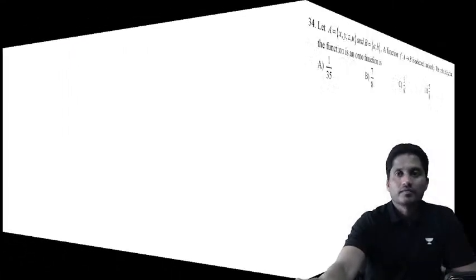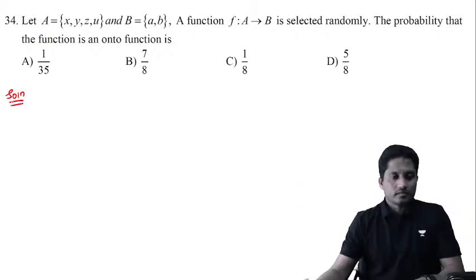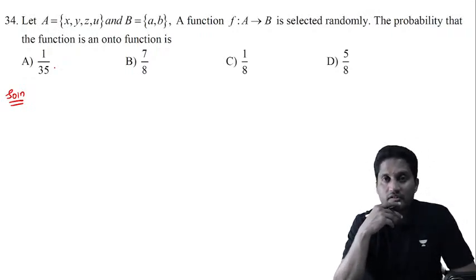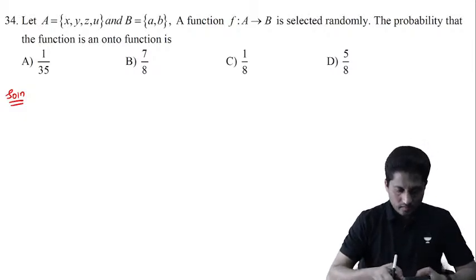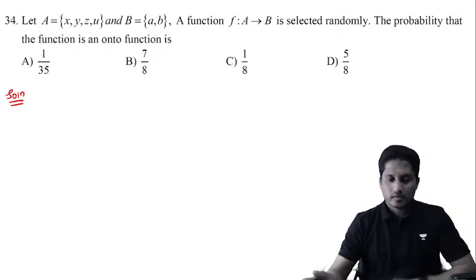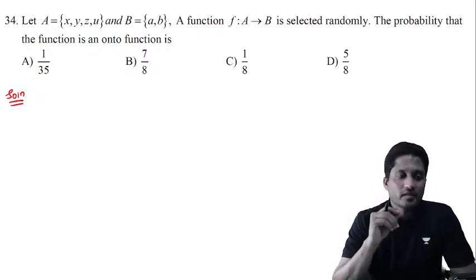Question number 34. A is equal to {x, y, z, u}, B is equal to {a, b}. A function from A to B is selected at random. The probability that the function is onto.